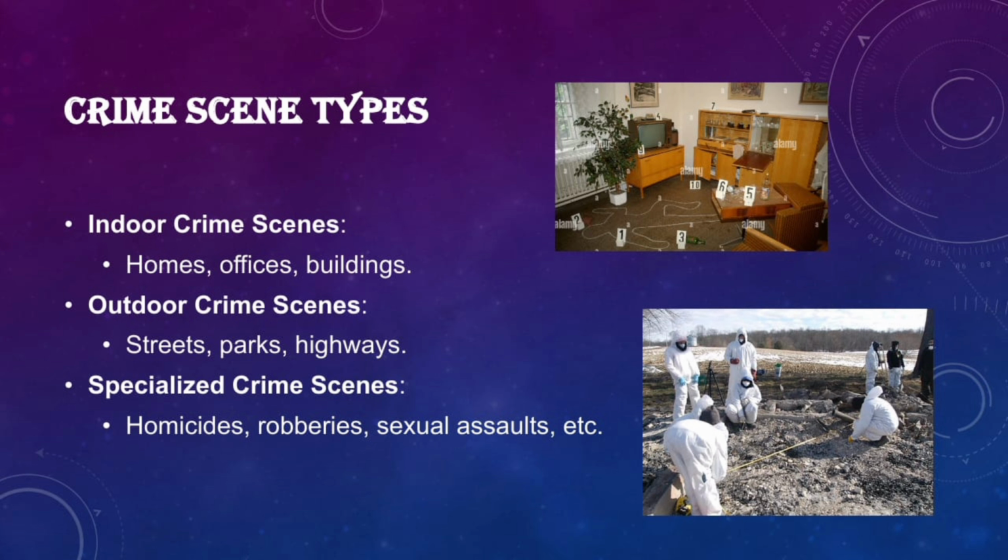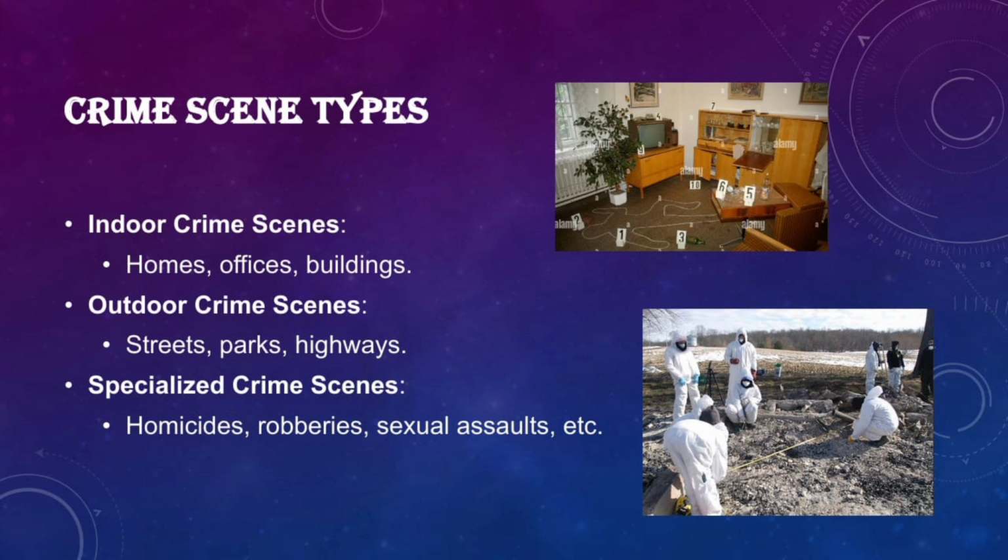Next one is crime scene types. There are three types of crime scenes, that is indoor crime scene, outdoor crime scene and specialized crime scene. First one is indoor crime scene. It refers to any location within an enclosed structure where a crime has occurred, such as a house, apartment, office, or commercial buildings. These scenes are typically more controlled environments, making evidence preservation easier.